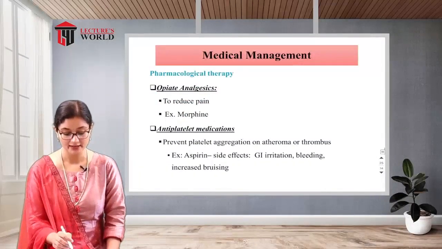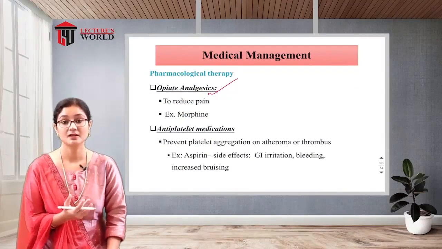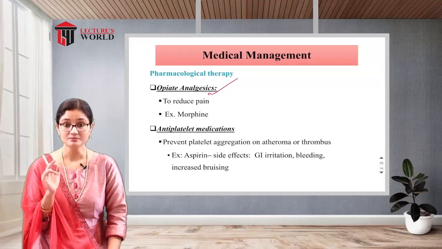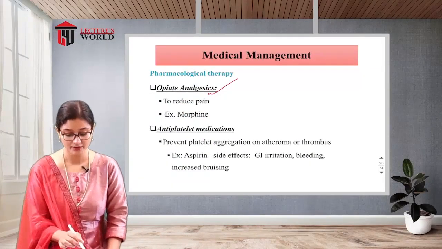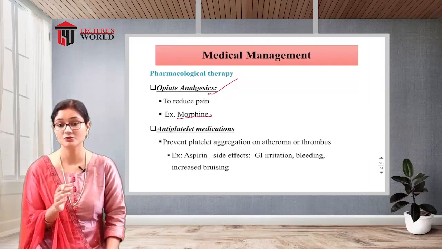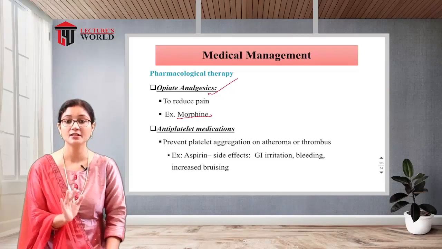Next is opioid analgesic, commonly given. You have to give the person some analgesic, in simple words we say painkillers, right? So opioid analgesic, morphine is commonly used. When this is given, you have to watch the person.